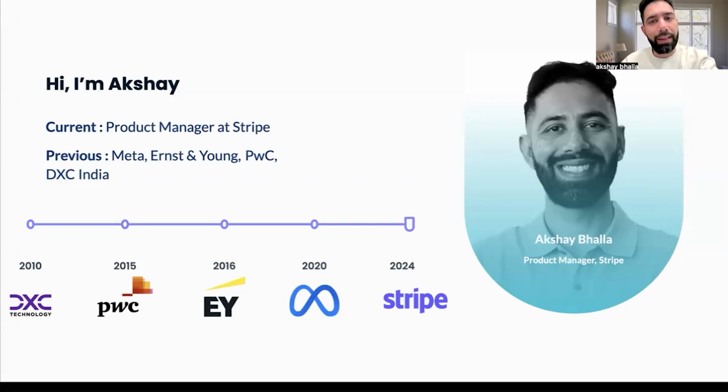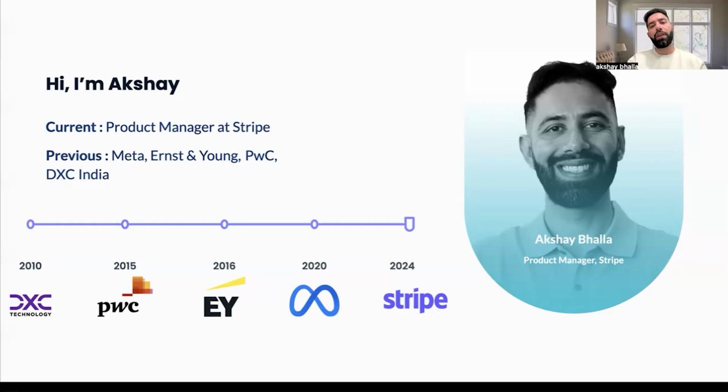Before we start, a quick introduction about myself. I was born and raised in India, where I completed my engineering and started my career as a software engineer. Over the last 12 plus years, I've transitioned over multiple product roles across organizations like Meta, EY, and PwC. Currently, I'm a product manager at Stripe, where I lead the charter for observability products. These are the tools that provide Stripe's top customers with actionable insights into their integration and payment health, ensuring peak performance and reliability for them.